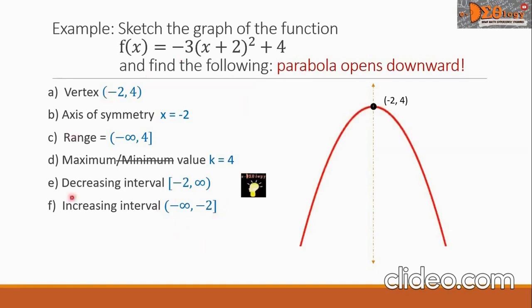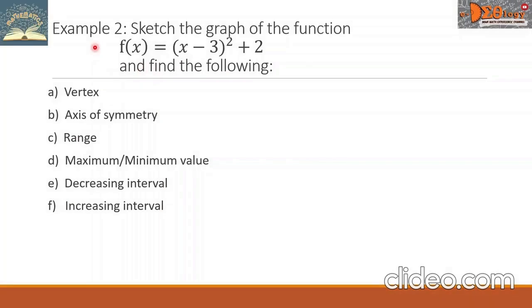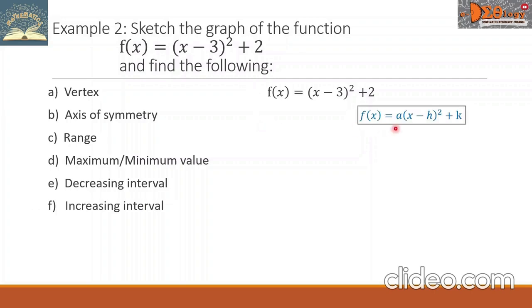So we are now complete with our answers. Example 2. Sketch the graph of the function f of x equals the square root of x minus 3 plus 2 and find the following. We have here 6 problems. First, let us copy our function here. Then let us write our standard form. And it is here now.